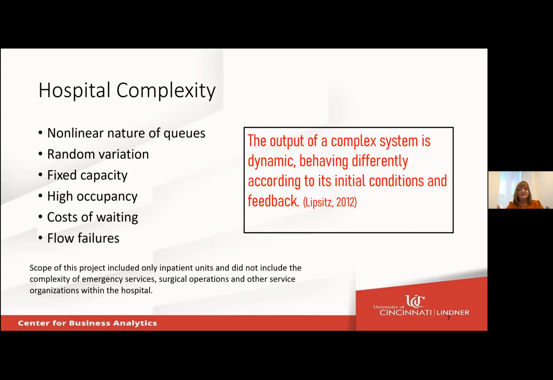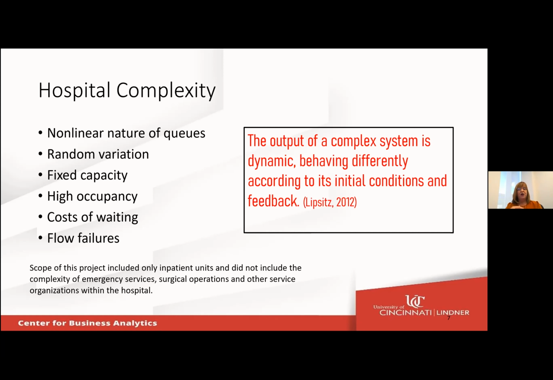While we still have fixed capacity and high occupancy in our systems, we don't have a lot of spare resources sitting around the healthcare system because it's very expensive, as you know. So we've got that fixed capacity, high demand, a lot of variation. So we've got some costs of waiting, which are not necessarily just monetary, but in the outcomes of patients. The longer you wait for care, it's been proven that the worse off you're going to be. And then we also have what we call flow failures.